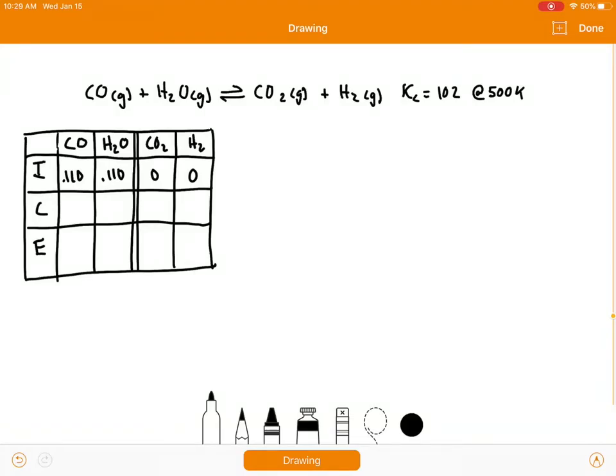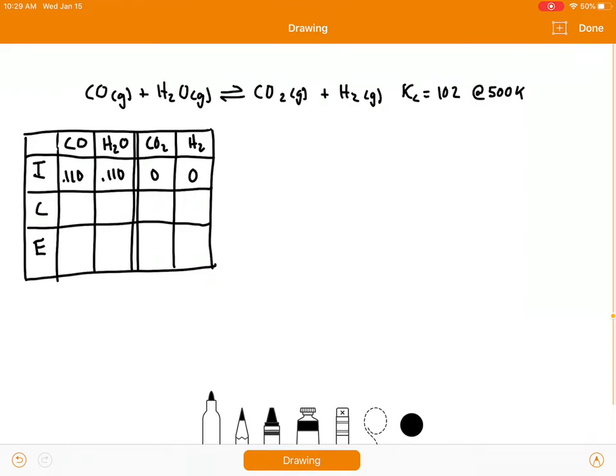Alright, so I'm going to do two problems here for ice tables. The first one is going to be when we have a perfect square, so it makes things a little bit easier. The next video I will do will involve the quadratic formula. So on this one, we have the equation that I wrote up top.